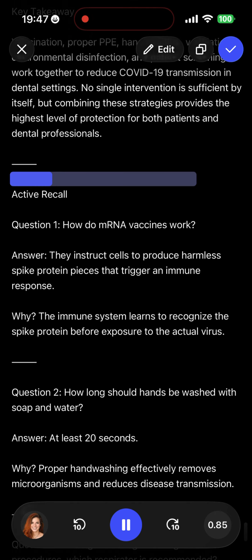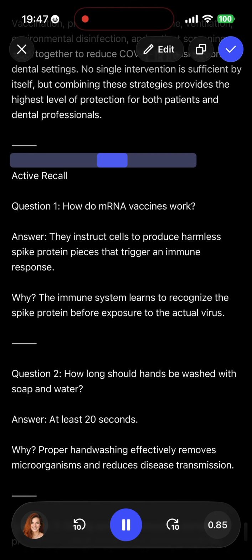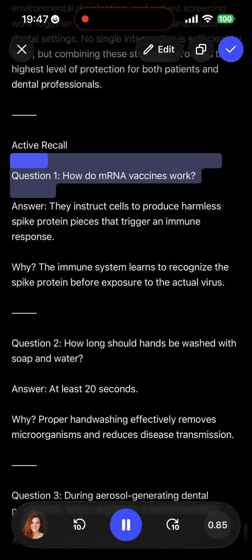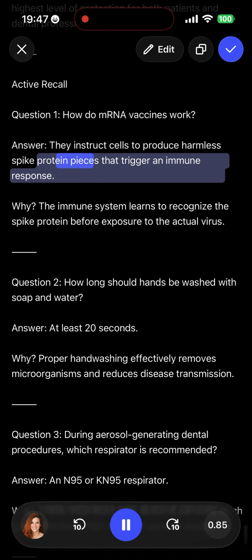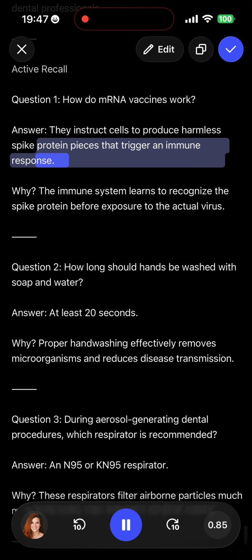Active recall. Question 1. How do mRNA vaccines work? Answer: they instruct cells to produce harmless spike protein pieces that trigger an immune response. Why? The immune system learns to recognize the spike protein before exposure to the actual virus.